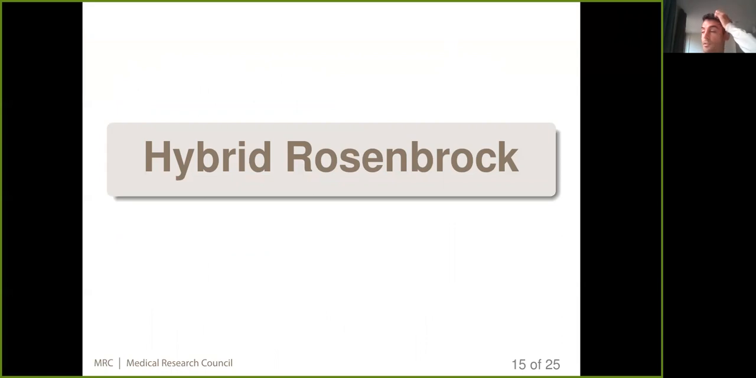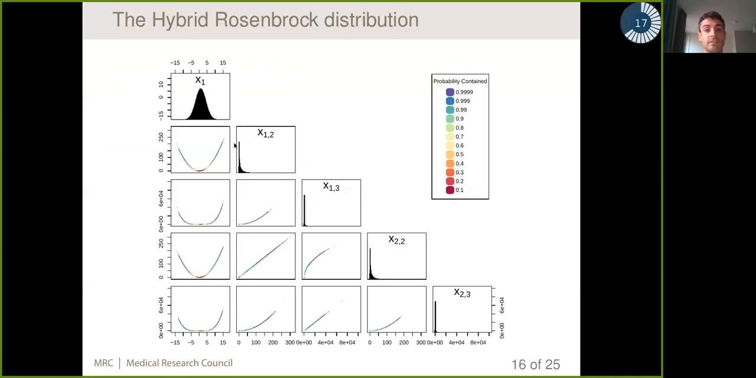The Hybrid Rosenbrock distribution, its name comes from the fact that I've taken elements from both the even Rosenbrock and the full Rosenbrock distributions, and I put them together, and I've also managed to fix most of the flaws that each of those two models has individually. The Hybrid Rosenbrock distribution looks like this in 5 dimensions. As you can see, every 2D marginal is either a curved ridge or a straight ridge, and it's in general a very, very, very challenging distribution to explore.